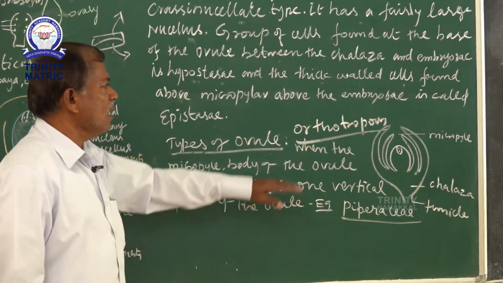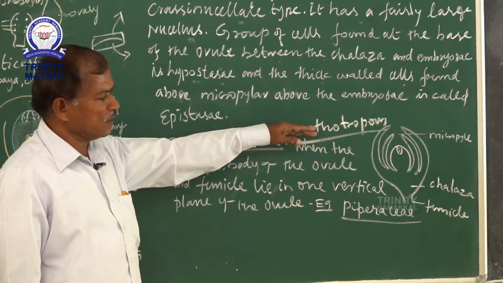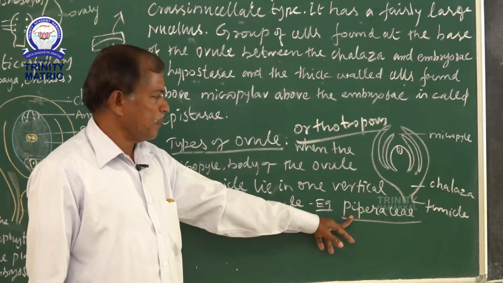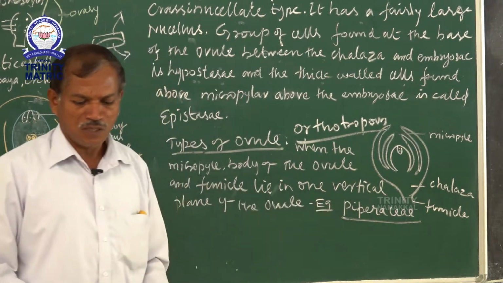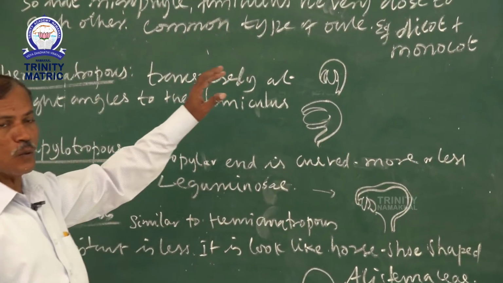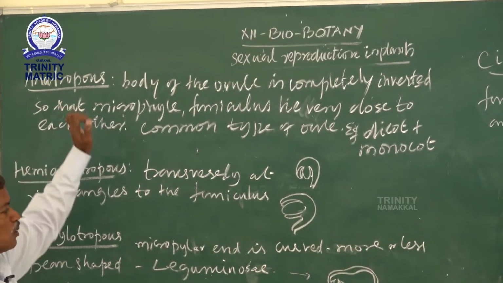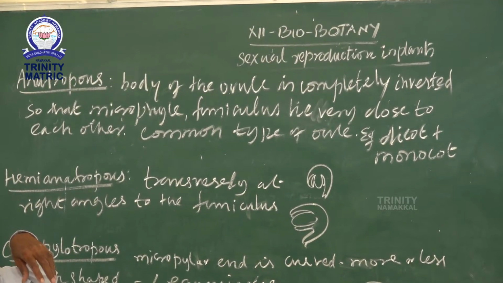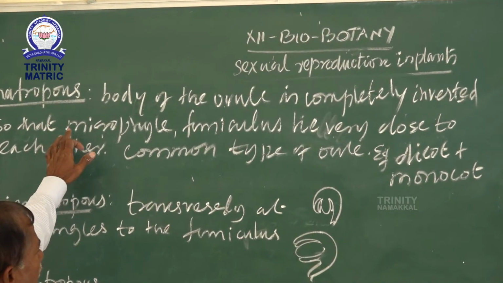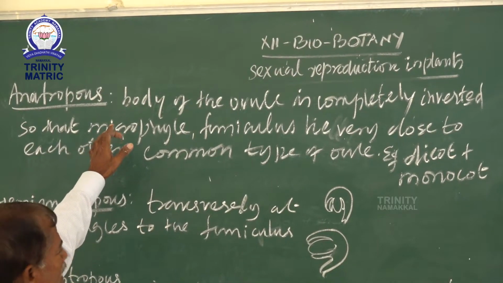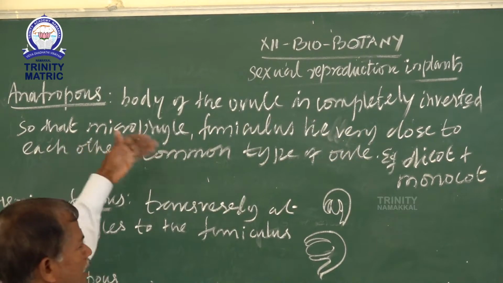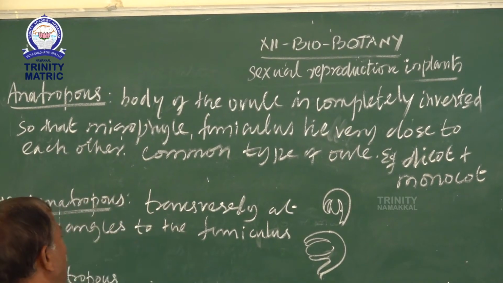This is called an orthotropous ovule. Example, Piperaceae. This is also asked as a 2 mark question. The second type of ovule is the anatropous ovule, when the micropyle, funicle and chalaza are completely inverted. This is called the inverted position.